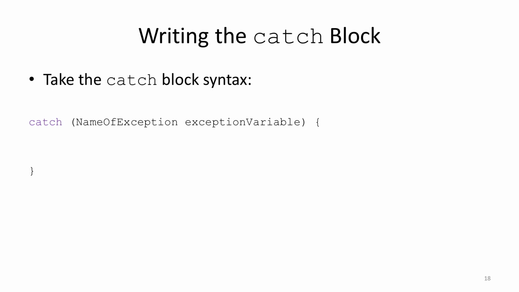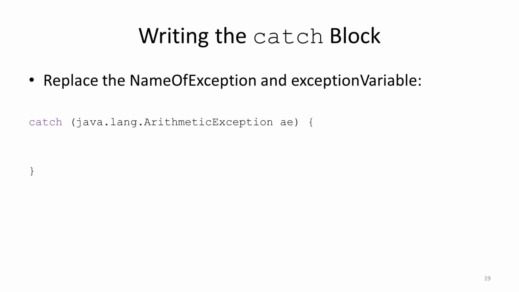So you have catch, and then in parentheses, you need to know the name of the exception and put a variable name. Both of those things are in parentheses, and then after the parentheses, you have an opening and closing curly bracket, just like the try. So take the syntax and replace the name of exception and exception variable.